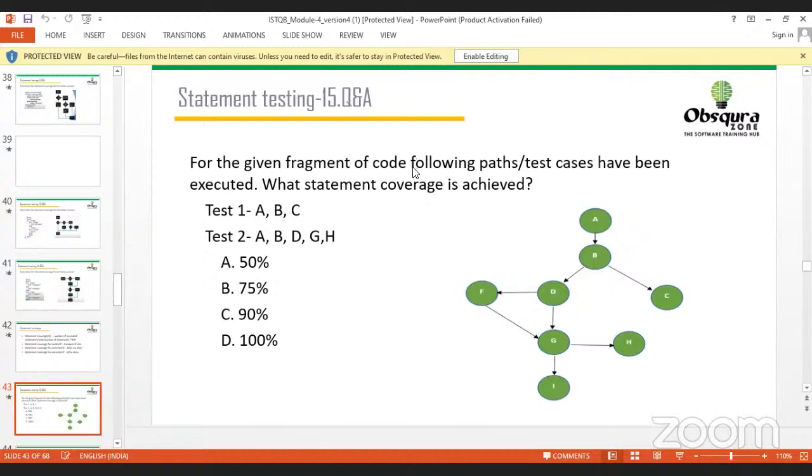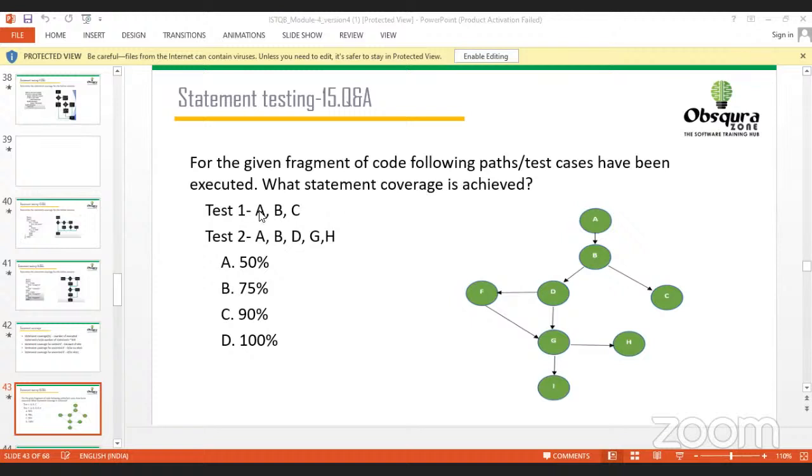So moving on to the next question. For the given fragment of code, the following paths or test cases have been executed. What statement coverage is achieved? A very important thing: statement coverage means always consider the nodes. Nodes means these things: A, B, C, D, F, G, H, I. So how many nodes are there in total? 1, 2, 3, 4, 5, 6, 7, 8. There are 8 nodes in total. Yes, correct, Vidya. Now, what statement coverage is achieved?